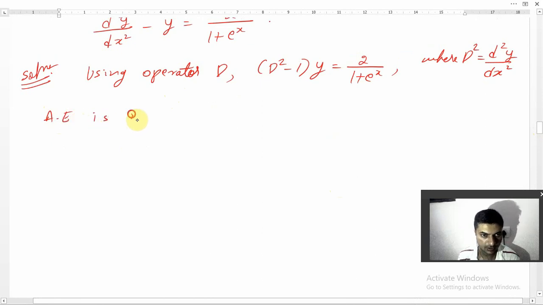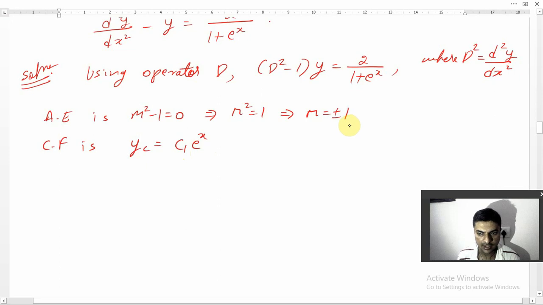Auxiliary equation is m square minus 1 is equal to 0. That implies m square is equal to 1. That implies m is equal to plus or minus 1. So we have discussed already how the complementary function is taken. Complementary function is y of c is equal to c1 e raised to x, because these are real roots, m1 and m2, plus 1 and minus 1. So directly substitute here, plus c2 e raised to minus x.